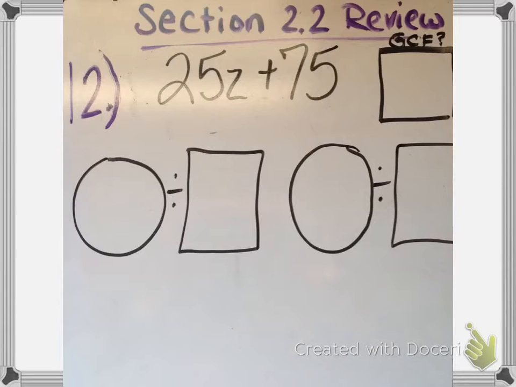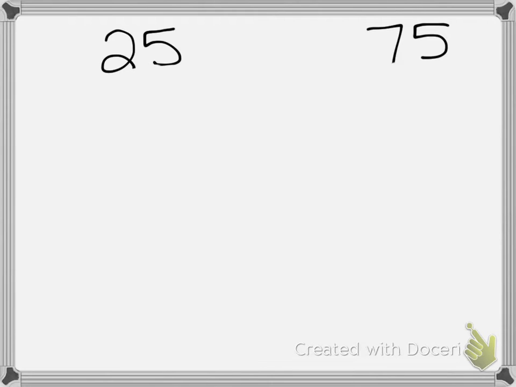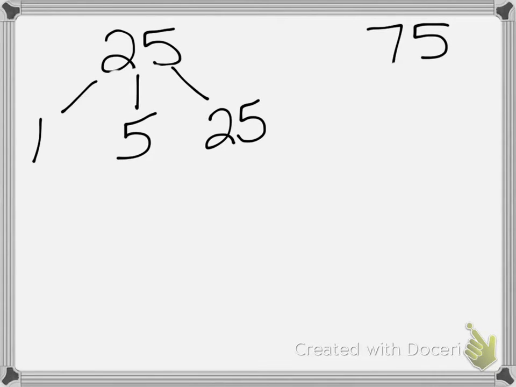Number 12, 25z plus 75. What's your answer? Okay, first you need to find the greatest common factor of the terms 25z and positive 75. So let's look at 25 first because that's a smaller number. You do have 1 times 25, that equals 25. It's not even, so 2 doesn't go into it. 3 and 4 don't go into it, but 5 times 5 does equal 25. So those are the only 3 numbers we need to look at for 75.